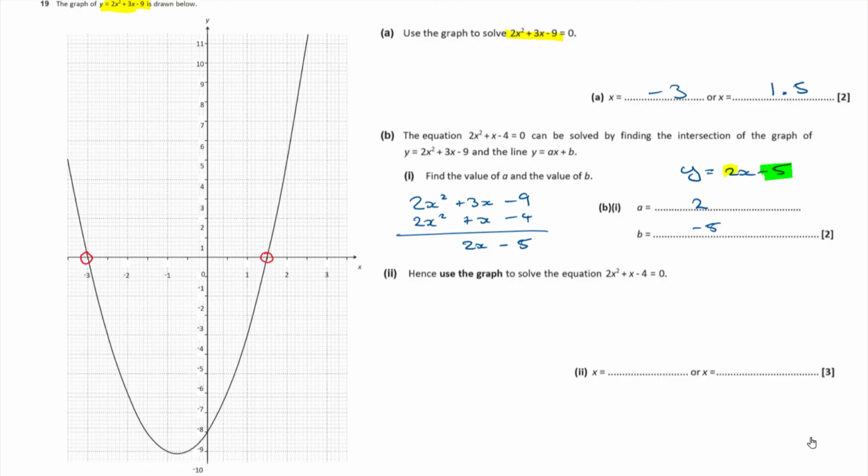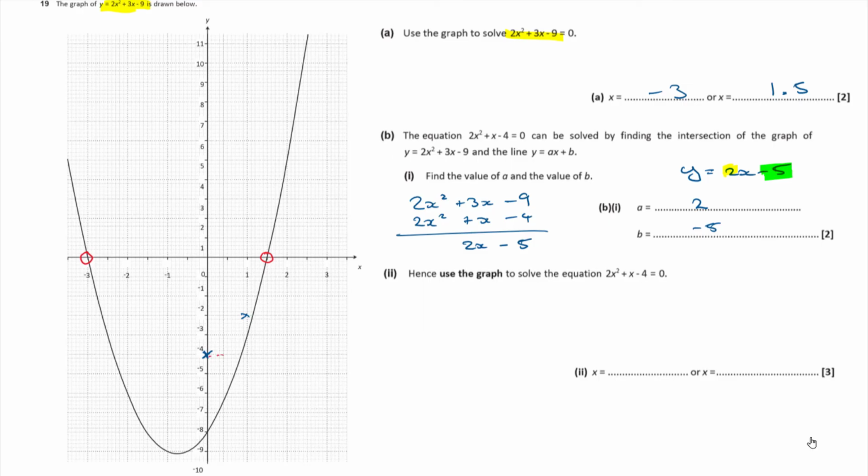I just noticed that when I plotted this graph out, the axes have gone a bit wonky, so I'm just going to count down: minus 1, minus 2, minus 3, minus 4, minus 5. Minus 5 is actually that point there on my graph, it's just the numbers have gone a bit weird. So y-intercept is minus 5, gradient of 2 means for every 1 unit I'm going along, I'm going to go 2 up, which would take me to here.